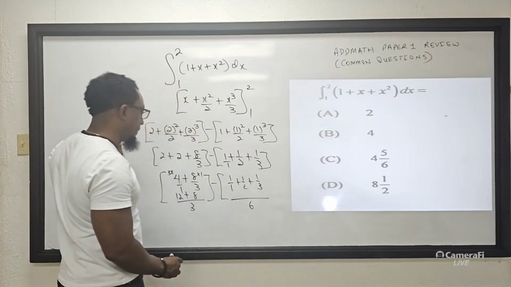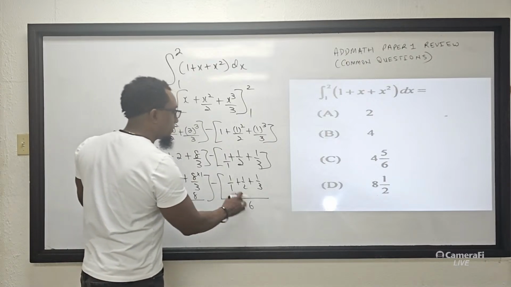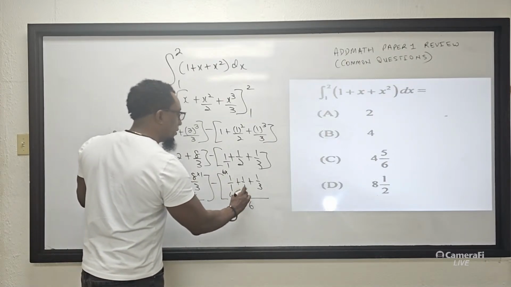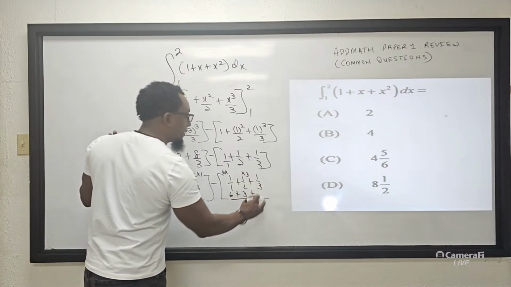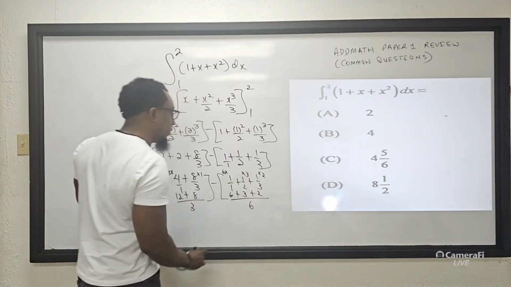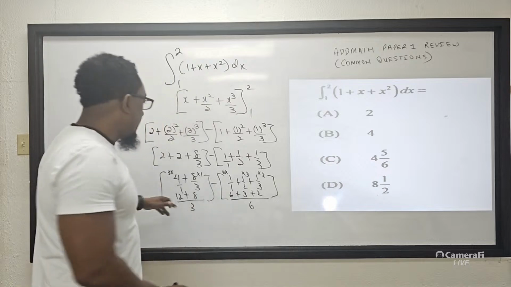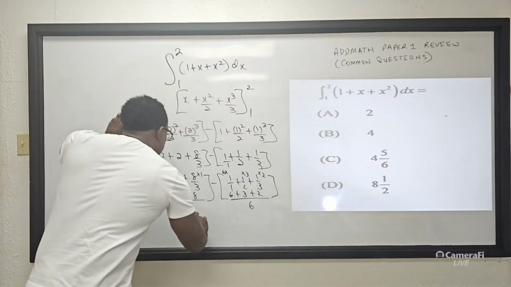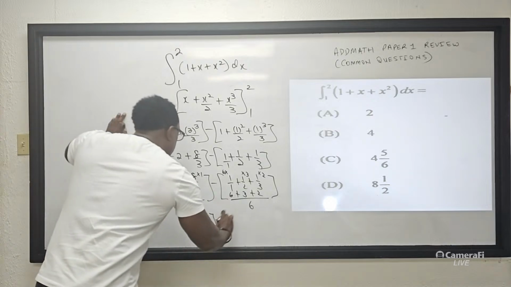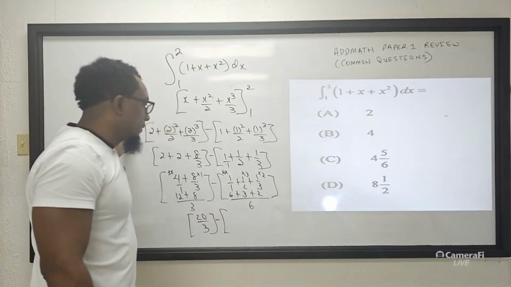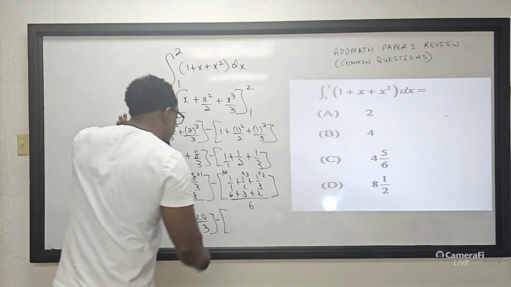6. 1 into 6 is 6. 6 by 1 is 6. 2 into 6 is 3. 3 by 1 is 3. 3 into 6 is 2. 2 by 1 is 2. So we get here 20 all over 3. Subtract 9 plus 11 all over 6.